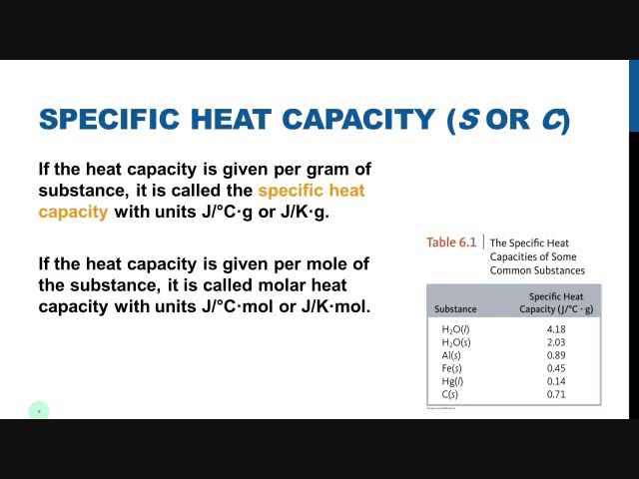In 6.1 right here, I have a table of some values of common specific heat capacities. There are more in the textbook, and I will help you find that for your homework problems, or you might just be able to use this table. If the heat capacity is given per mole of the substance, then it's called molar heat capacity, with units of joules per mole degree Celsius or joules per mole Kelvin. So the difference there is grams versus moles. So you have to be careful which one you are given, and then you have to plug in the correct unit for that.